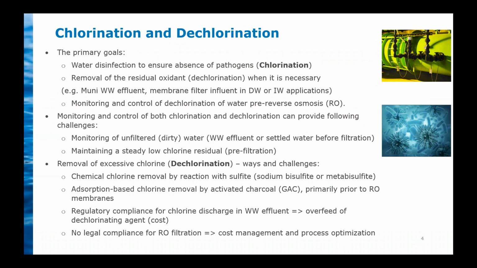Absorption-based chlorine removal can be done by activated charcoal, better known as GAC. And here a concern is channeling or leakage of water through the GAC columns without sufficient chlorine removal, which can be a risk of membrane damage and premature replacements. And also exhausting of the GACs can lead to chlorine leaks, and this is also a risk of membrane damage.